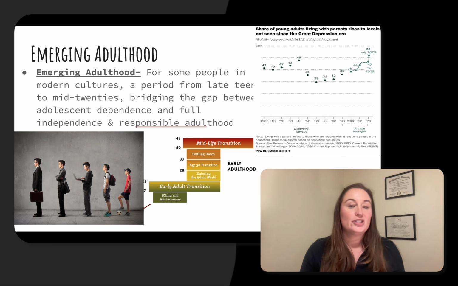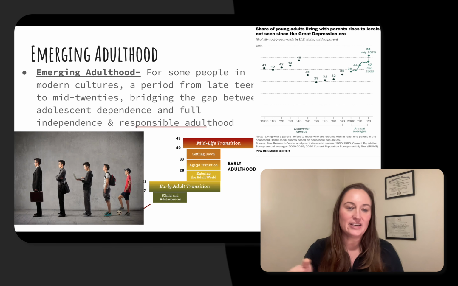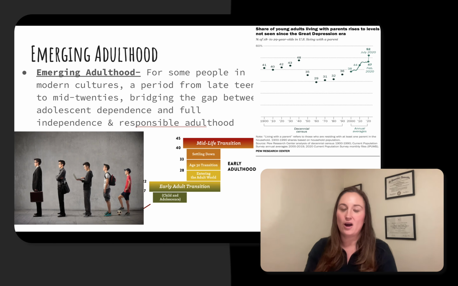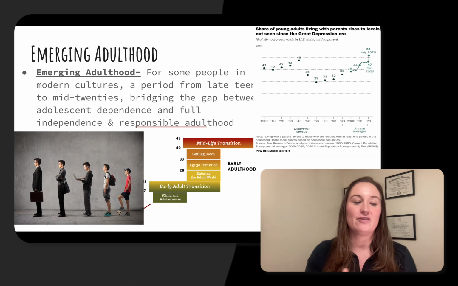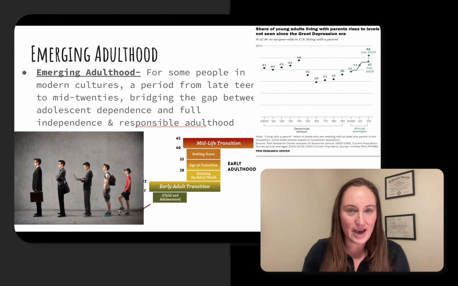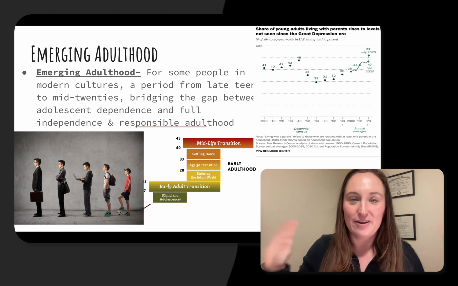Okay, so emerging adulthood. After adolescence, you're in emerging adulthood. This is the period from late teenage years to mid-20s. It's kind of like you are an adult and legally you're an adult, but you're not an adult. You still need somewhere to live. You still need health insurance. You still need someone to help you make car payments or pay for college or whatever it is. And so you're not fully independent on your own. If you are, then you're out of emerging adulthood.